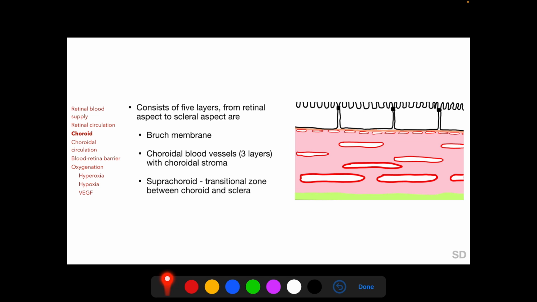The choroid consists of 5 layers, which from the retinal aspect to the scleral aspect are the Bruch's membrane, 3 layers of choroidal vessels along with intervening choroidal stroma, and suprachoroid, which is a transitional zone between choroid and the sclera. So Bruch's membrane is considered as a part of the choroid, although we have discussed it in the previous session along with retinal pigment epithelium.